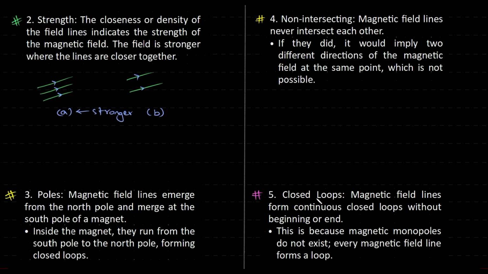Closed loop. This is the extra bit. Magnetic field lines form continuous closed loops without beginning or end. This is because magnetic monopoles do not exist. So there's no, per se, just a north pole. If you see a north pole at a certain distance, you will see a south pole as well.